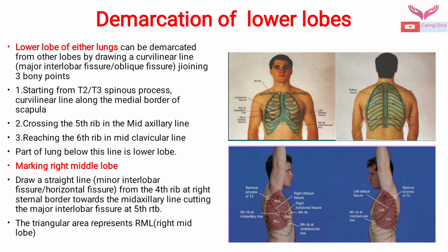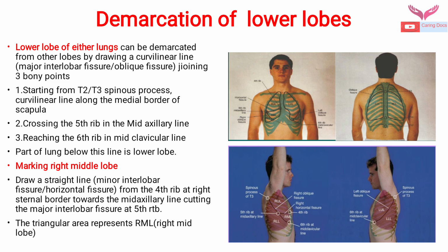Here is the demarcation of the lower lobes. The lower lobes of either lung can be demarcated from the other lobes by drawing a curvilinear line, the major interlobar fissure or oblique fissure, joining three points. First, starting from the T2 T3 spinous process, a curvilinear line runs along the medial border of the scapula, crossing the fifth rib in the mid axillary line and reaching the sixth rib in the mid clavicular line. The part of the lung below the line is the lower lobe.